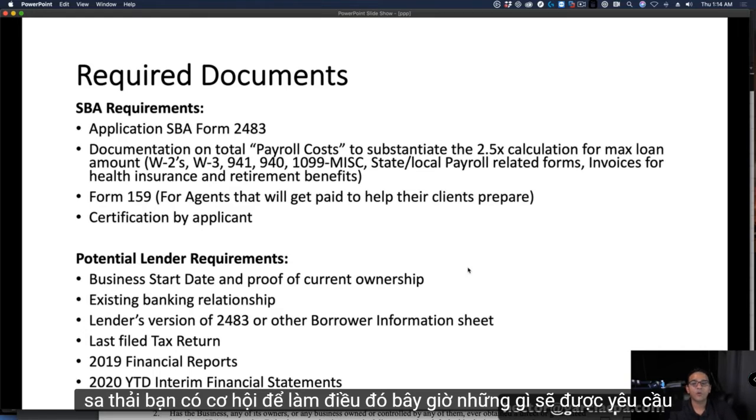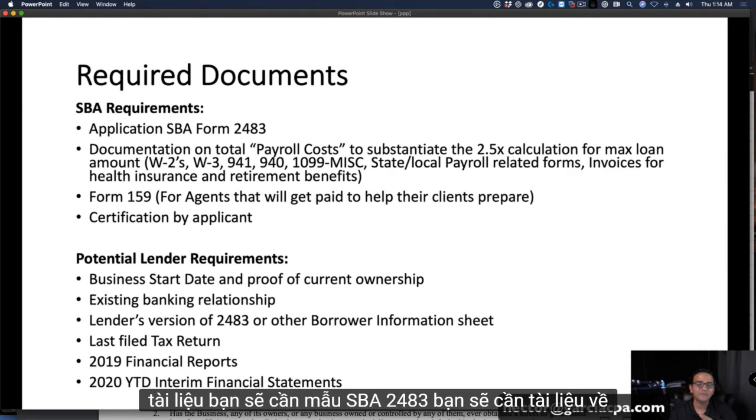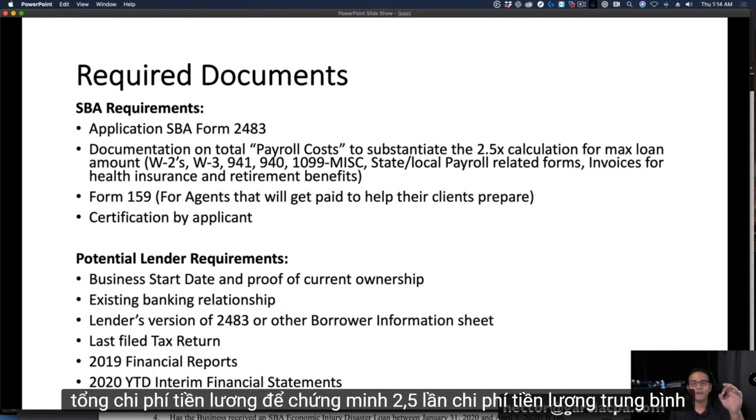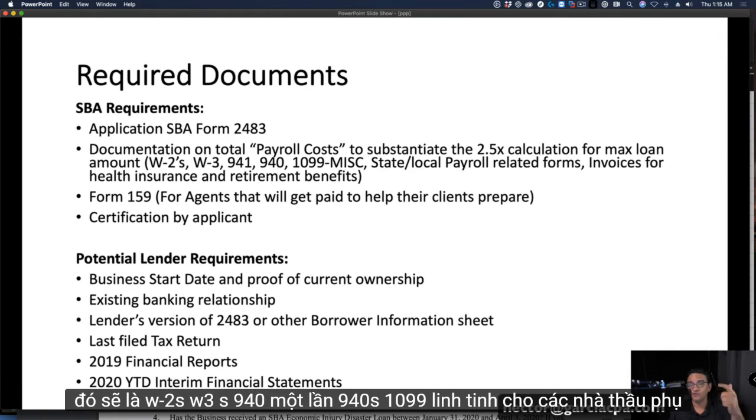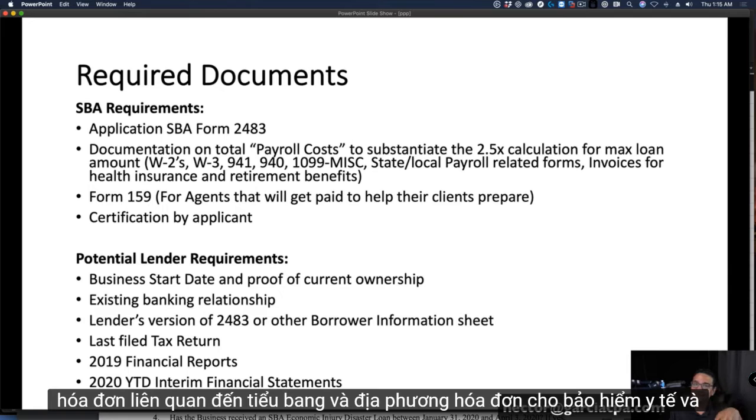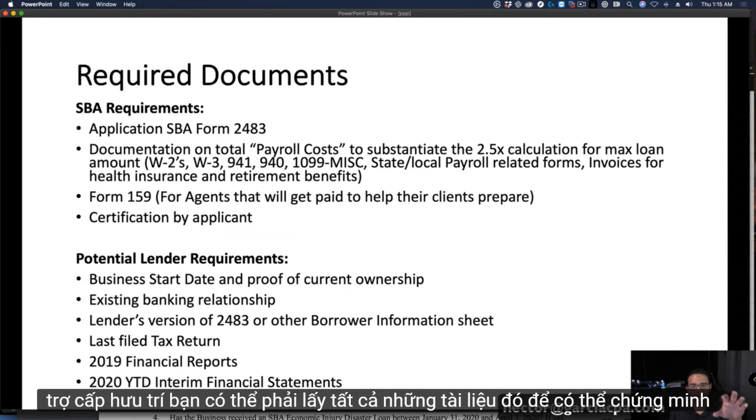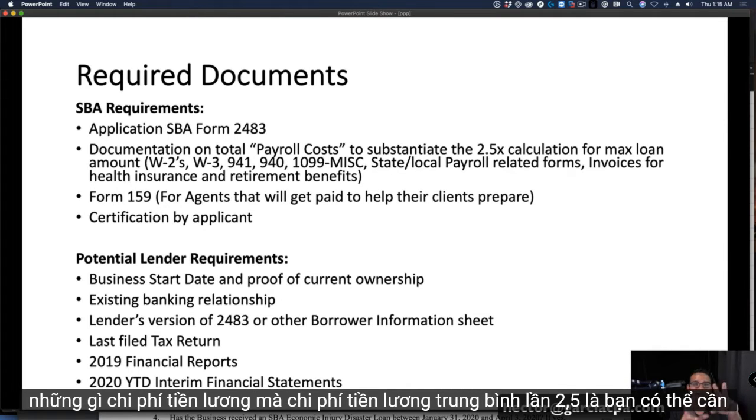Now, what are going to be the required documents? You're going to need the SBA 2483 form. You're going to need documentation on the total payroll cost to substantiate the 2.5 times the average payroll cost. So that's going to be W-2s, W-3s, 941s, 940s, 1099-MISC for subcontractors, state and local payroll related forms, invoices for health insurance and retirement benefits. You're going to have to get all those documents to be able to prove what that average payroll cost times 2.5 is.